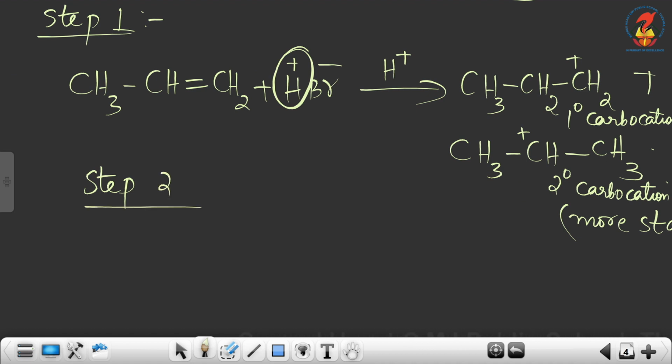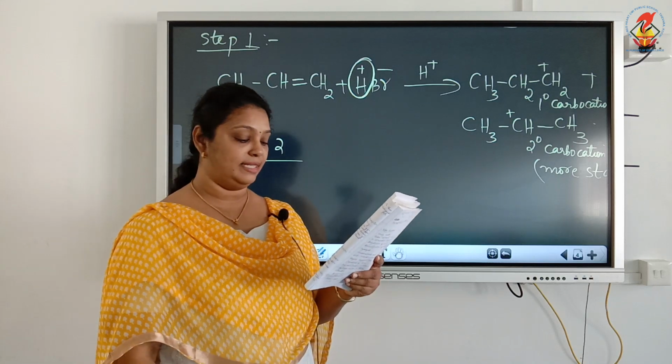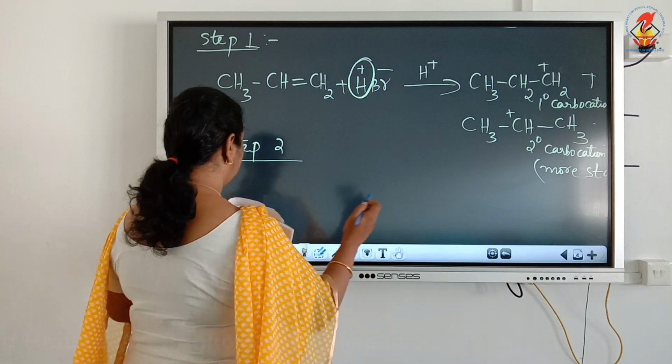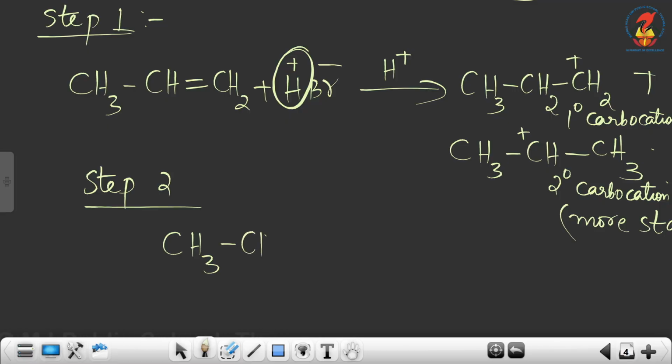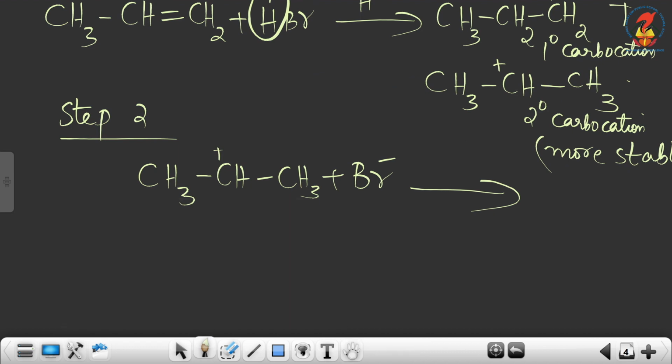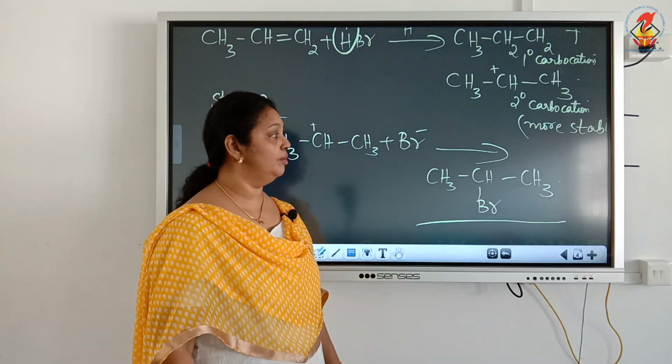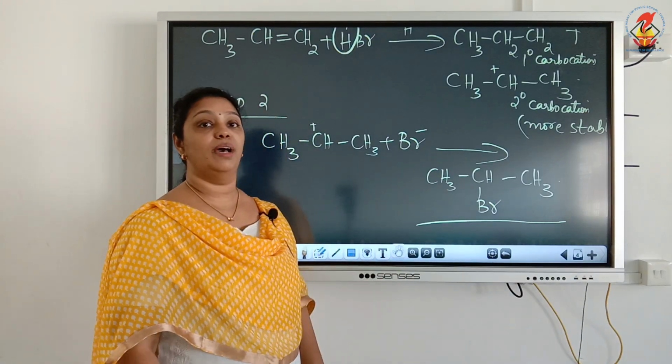Step 2, we have the secondary carbocation is attacked by Br minus to form the final product. So step 2, you will show CH3 CH+ CH3. This is our secondary carbocation. Attacked by Br minus, we get the final product. The final product is CH3 CHBr CH3. That is 2-bromopropane is the product. Okay, so this is the mechanism for Markovnikov's rule.